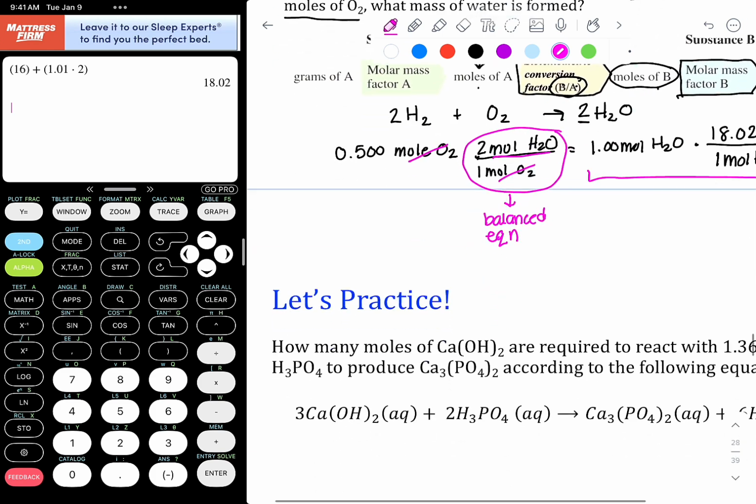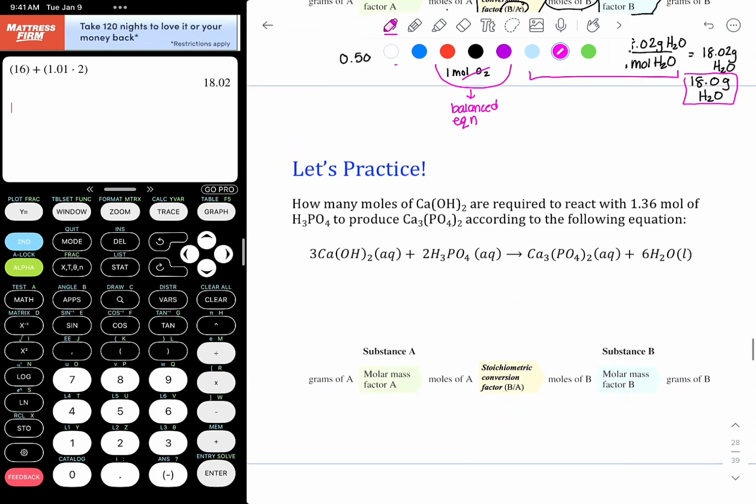Okay, let's look at another problem. How many moles of CaOH2, calcium hydroxide, are required to react with 1.36 moles of H3PO4 to produce calcium phosphate, according to the following equation? So I give you the balanced equation. We now want to convert from moles of H3PO4 to moles of CaOH2.